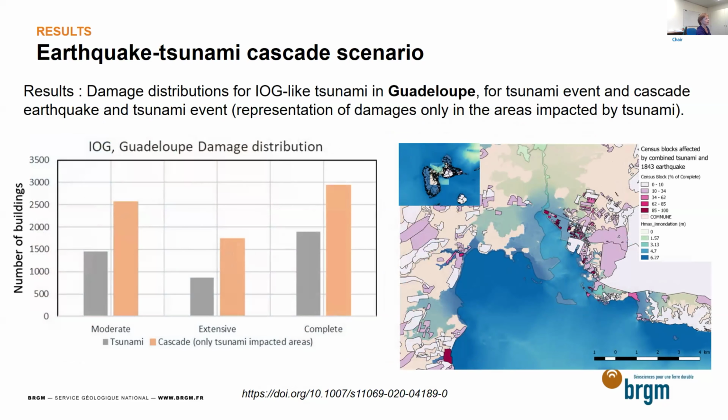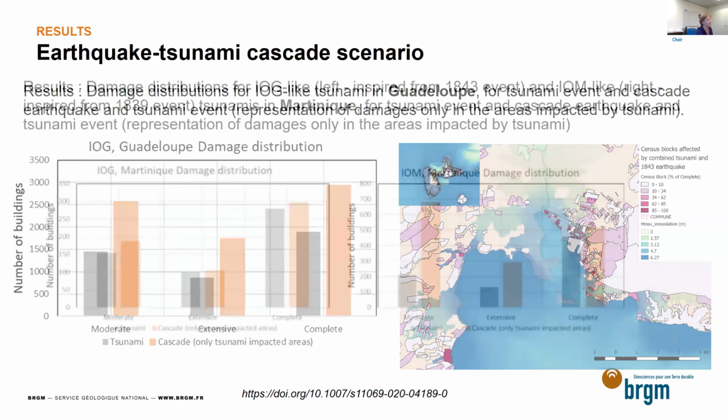Here we have the same results, but as another representation: the number of buildings with moderate, extensive, and complete damage. In the case of tsunami in gray, and in the case of cascade and tsunami, we can clearly see that we have complete, extensive, and moderate damage. That is much more important in the case in which we consider the damages coming from the earthquake. And also we can see on the mapping results the same conclusion.